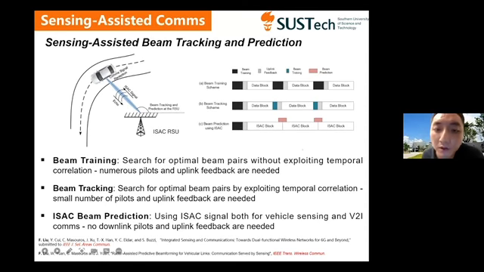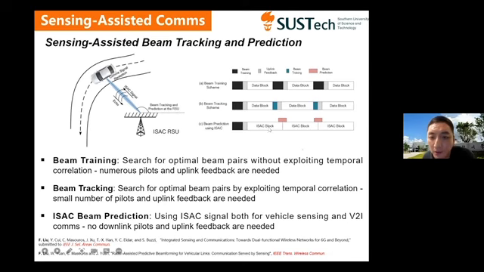And if we do beam tracking, then this means that we have some prior information about the beam in the previous training or tracking process. For example, here we have the first step, beam training, and in the second block, we know that the optimal beam should be within some small interval of the previous optimal beam. So we're just using a limited number of pilots to search the beam, okay? And then we still need this feedback.